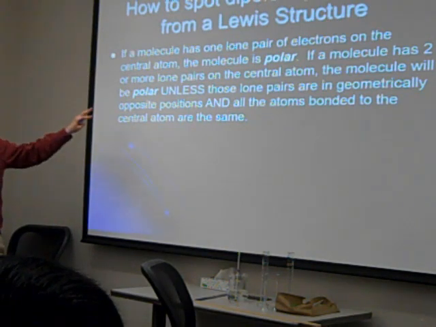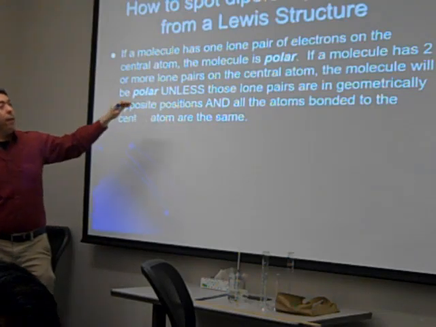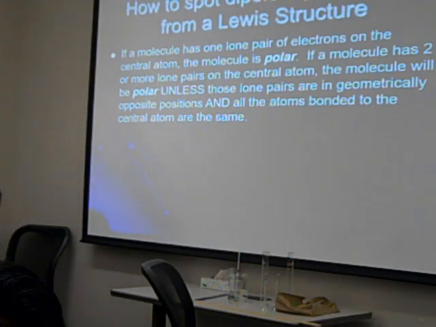So the first rule is lone pair on the central atom, polar. If it has two or more lone pairs, it will be polar unless those lone pairs are in geometrically opposite positions. So let me show you a couple of examples of that.